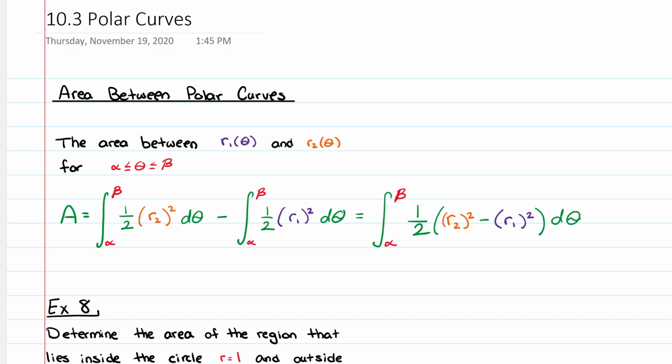Polar doesn't follow the traditional up minus down or right minus left. It follows outer minus inner. So you have to use the outer one minus the inner one, and then you can simplify that down to one integral.